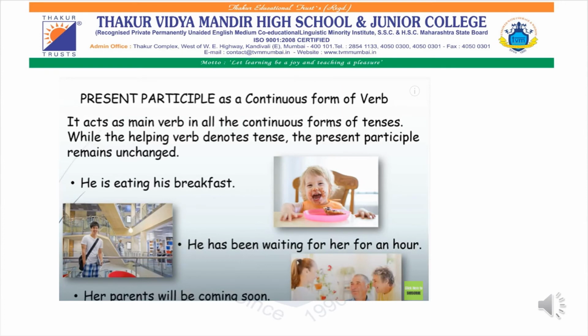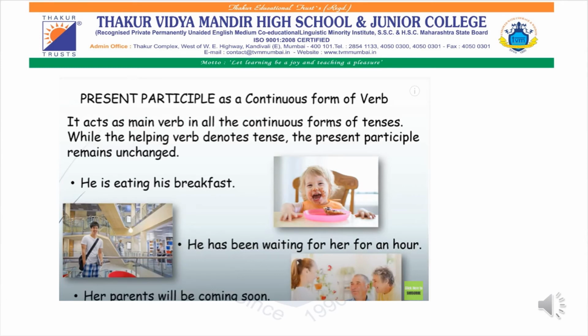And as I've mentioned earlier, if you have to identify a participle, check whether that action is ongoing. And if in that particular sentence an action is ongoing, then that particular sentence is a participle. Okay. Over here, it acts as a main verb in all continuous forms of tense. We have 6 types of tense as I've mentioned earlier.